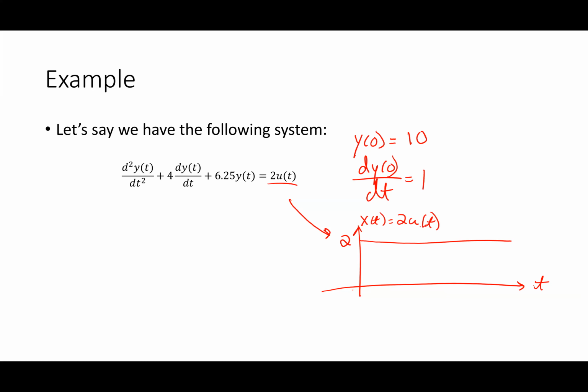Before I even figure out what the steady state solution is going to be and the transient solution, all that stuff, what is the steady state solution going to look like? Knowing I have a constant input, what's the steady state solution going to look like? Constant. Yeah, it's going to be flat, right? All right, so let's keep all that in mind.